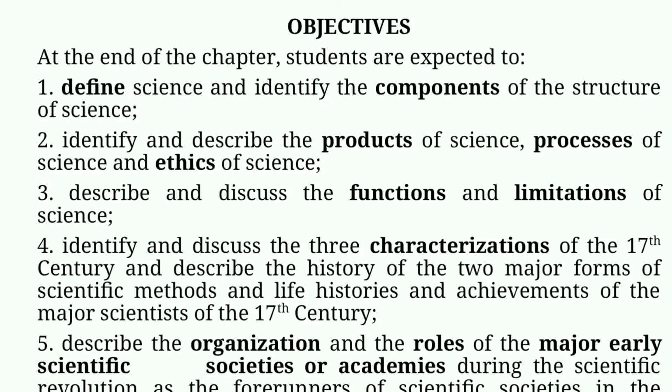Also in the lecture, we discussed the three characterizations of the 17th century and described the history of the two major forms of scientific methods and the life histories and achievements of the major scientists discovered during the 17th century period. The lecture also discussed the organization and the roles of the major early scientific societies or academies during the scientific revolution as the forerunners of the scientific societies in the contemporary world. And lastly, the lecture listed major scientific societies.